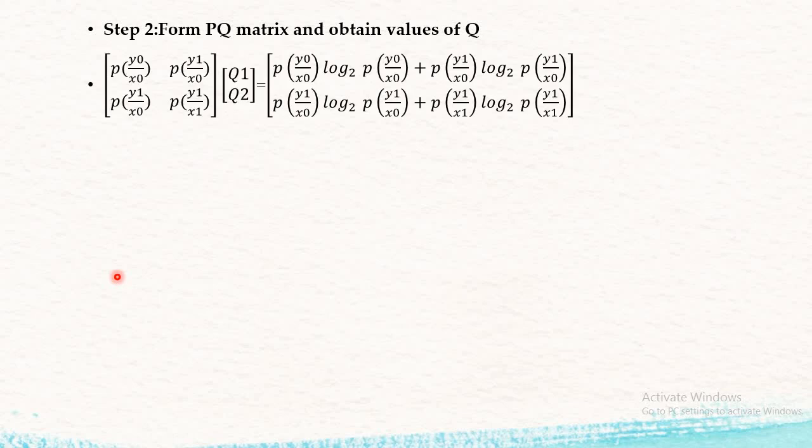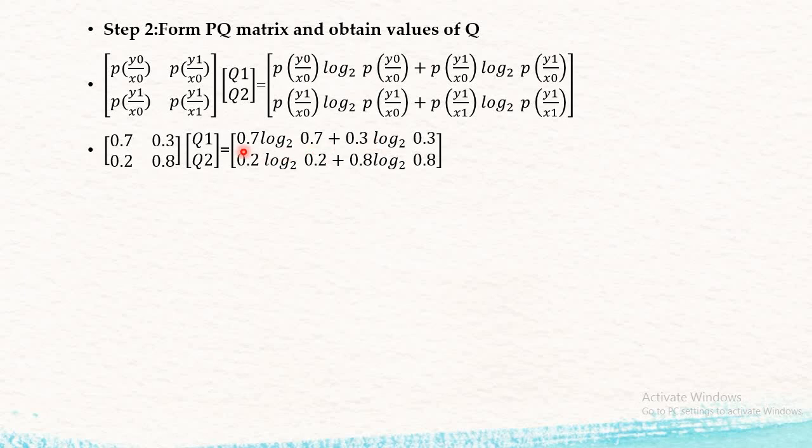Once the channel matrix is with us, we go for the second step, that is to form the PQ matrix and obtain the values of Q. This is the representation of the PQ matrix equation. We put in all those values: the channel matrix, Q1, Q2, and this relation we have to write down. So we note down the values: 0.7, 0.3, 0.2, 0.8 into Q1, Q2. Then our next task is to solve this particular equation.